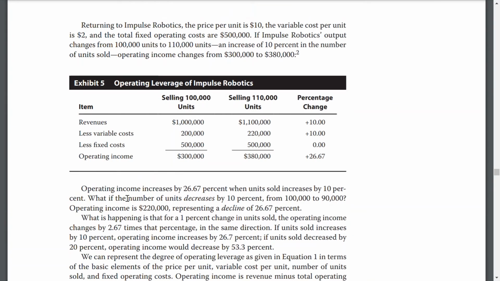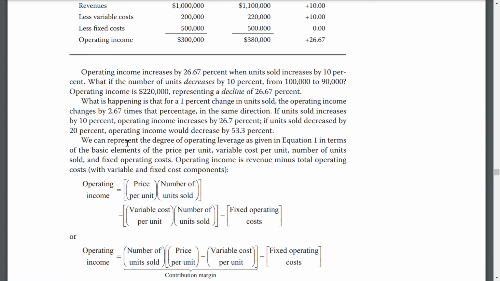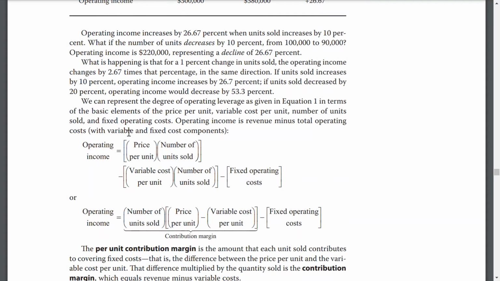Returning to Impulse Robotics, the price per unit is $10. The variable cost per unit is $2. The total fixed operating cost is $500,000. If Impulse Robotics' output changes from 100,000 to 110,000 units, an increase of 10% in the number of units sold, operating income changes from 300,000 to 380,000. Operating income increases by 26.67% when units sold increase by 10%.